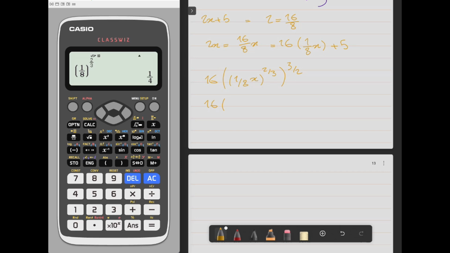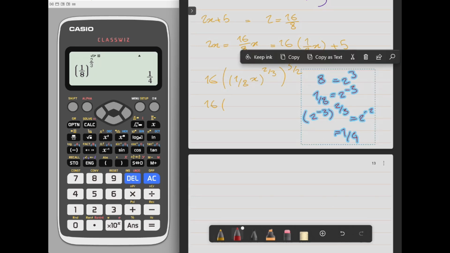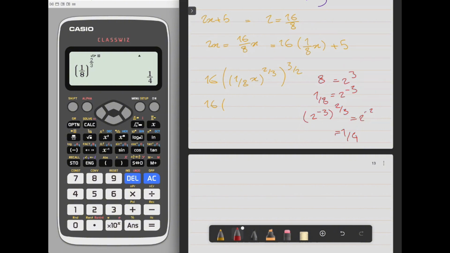But you can also write 8 as 2 to the power of 3, and you can write 1 over 8 as 2 to the power of minus 3. And 2 to the power of minus 3 to the power of 2 over 3 is going to be equal to 2 to the power of minus 2, which is 1 over 4. So you can solve it however. You need to know this one. Yes, in the exam, you use your calculator. There are no worries. But you need to know this one. And so, it will be 1 over 4.